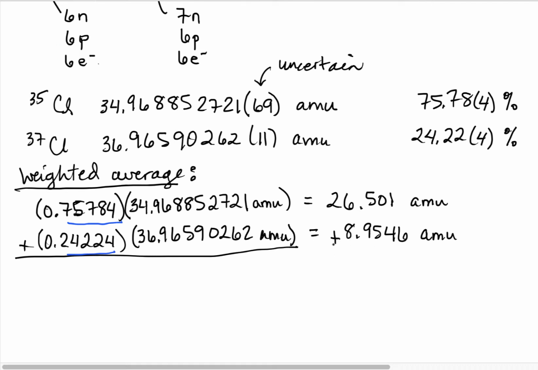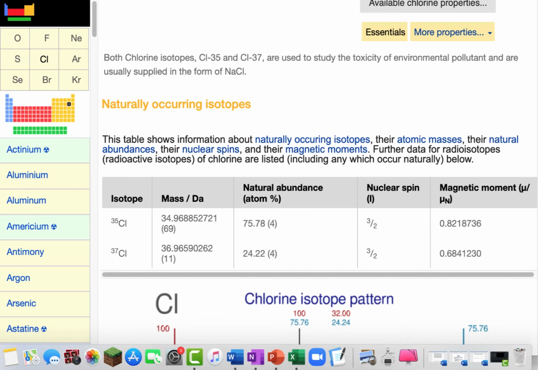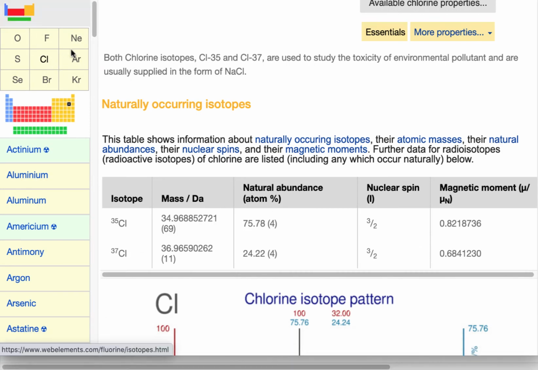And I add these together, and now I have addition rules, so I need to look and keep the smallest number of decimal places, which is going to be 3. So when I add these together, I'm going to get 35.455 atomic mass units, which matches up really well with what we see on the periodic table for chlorine.